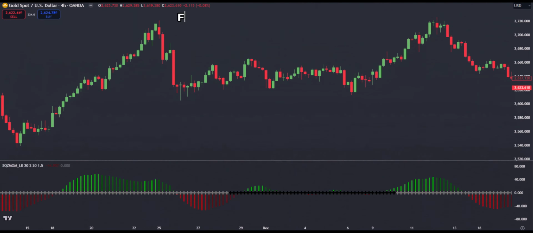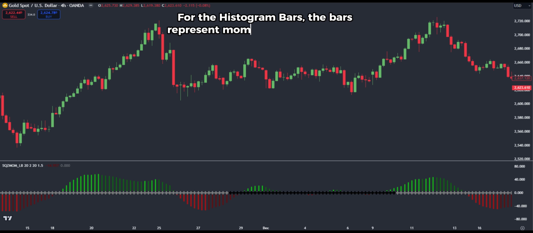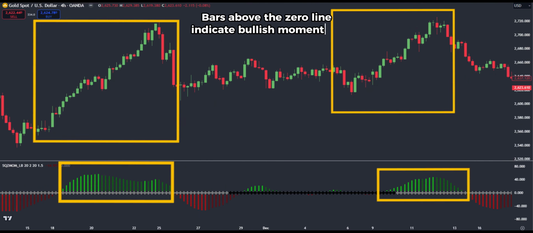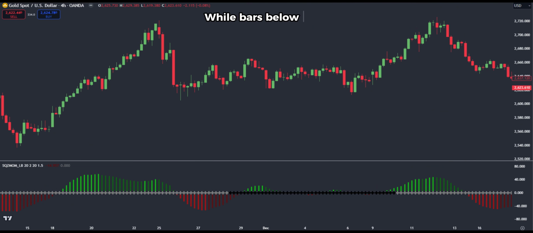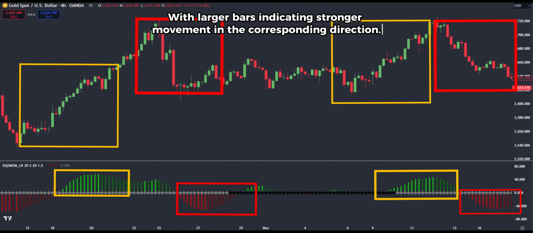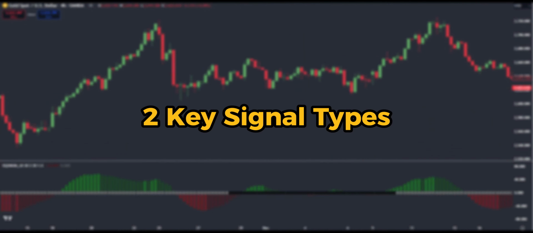For the histogram bars, the bars represent momentum in the market. Bars above the zero line indicate bullish momentum, while bars below zero represent bearish momentum. The size of the bars reflects the strength of the momentum, with larger bars indicating stronger movement in the corresponding direction. There are 2 key signal types.